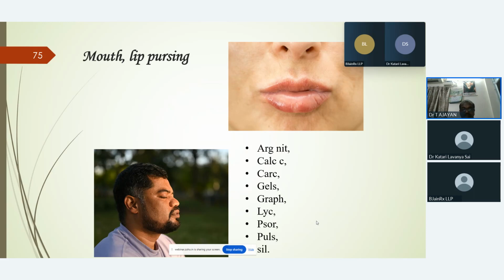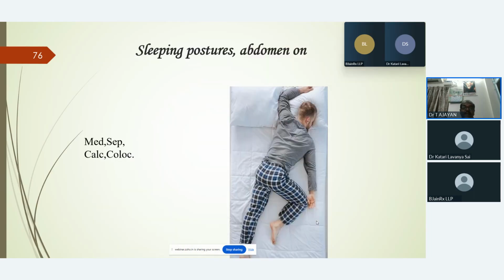Then look, the mouth lip pursing lips. The number of medicines is there. I would like to highlight an important drug, Carcinosin. This Carcinosin medicine shows all three levels of contradiction: emotional level contradiction, mental level contradiction, and physical level contradiction is there. Okay.